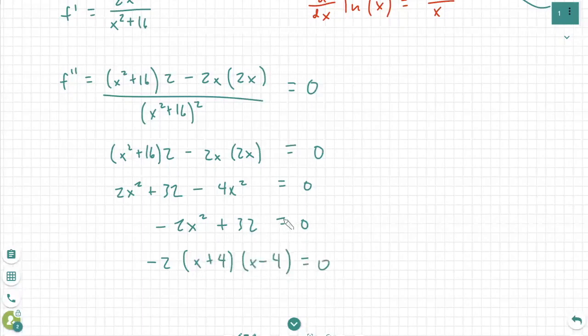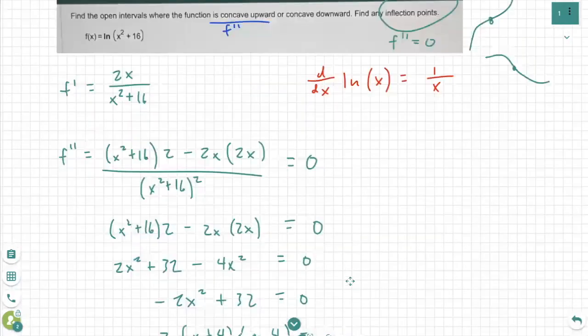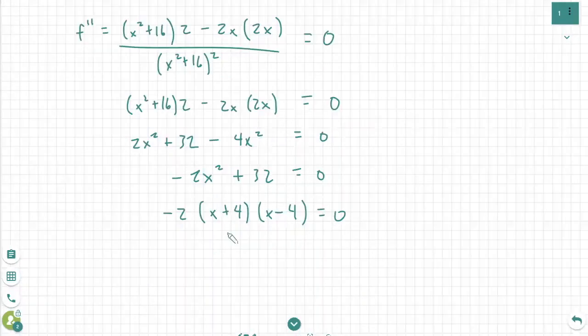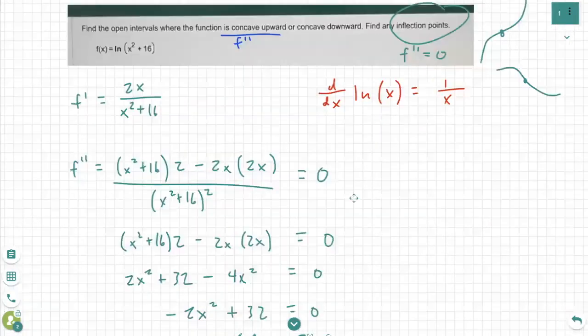Okay, and then what was the question again? Find when the function is concave up, concave down, and the inflection points. First of all, what's x equal to? -4 and 4. Okay, and what do these tell us? So like the x points of the inflection points. Yeah, exactly. These are the x coordinates of the inflection points, they tell you where the inflection points are. Okay, so then we know where the inflection points are.